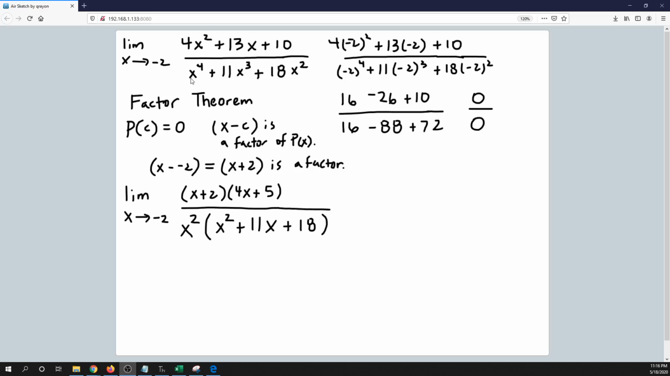Okay, so when I factor the x squared out of this x to the 4th, I get this x squared. Then out of here, I get 11x. Out of here, I get 18. All right, and so now I would continue to factor, just like I was doing before. And again, I am going to use the factor theorem.